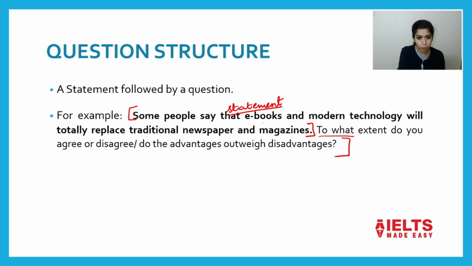Some people say that e-books and modern technology will totally replace traditional newspaper and magazine. So, replace traditional newspapers, magazine. To what extent do you agree? So now, clearly speaking, it is an opinion essay, or do the advantages outweigh disadvantages? It can be asked in a different manner as well. But the question is saying that some people believe that e-books will replace traditional newspapers and magazines. What do you think? Do the advantages outweigh disadvantages? You have to understand this statement thoroughly in order to write the answer effectively. So please take care of this.